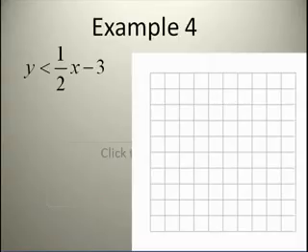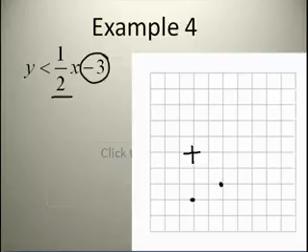Example number 4 is an inequality that we want to graph, and you just do this as if you were going to graph a line. So I'm going to put 0, 0 right over here. I'm going to graph this line by using the y-intercept, which is -3, and my slope, which is 1/2. So rise 1, run 2, rise 1, run 2, and there's my new line. This is less than, so I'm going to use a dashed line rather than a solid line. And hopefully you guys are using straight edges. I don't know how well this is going to go without a straight edge.